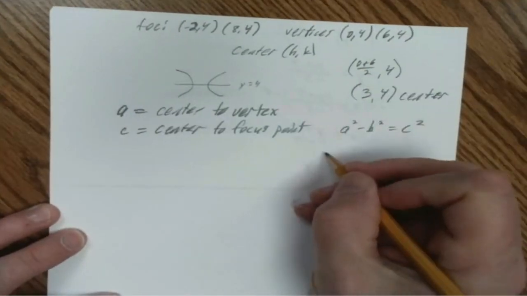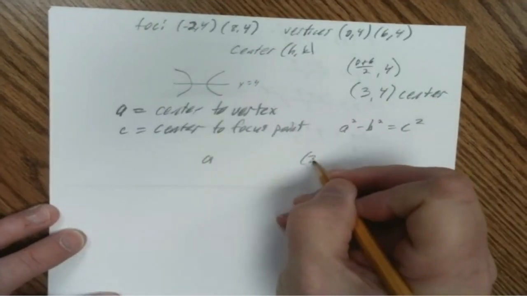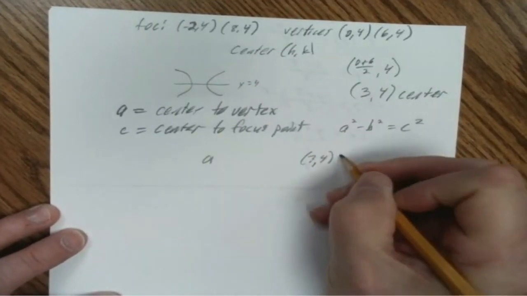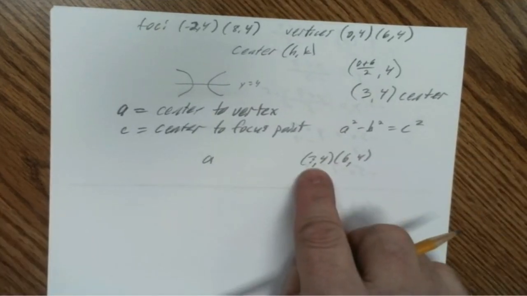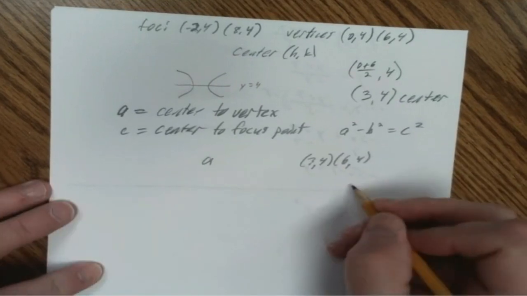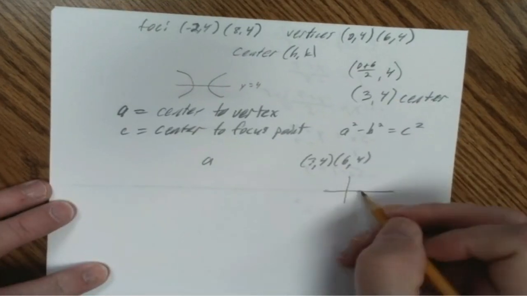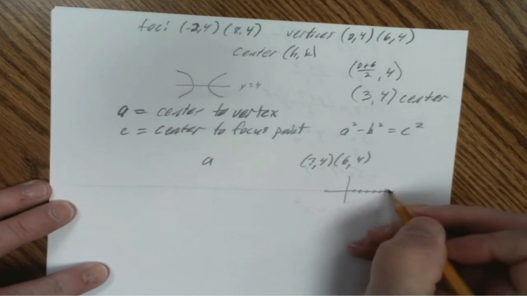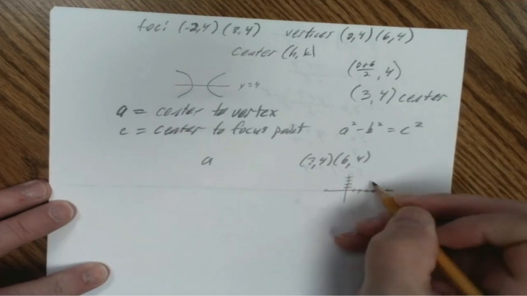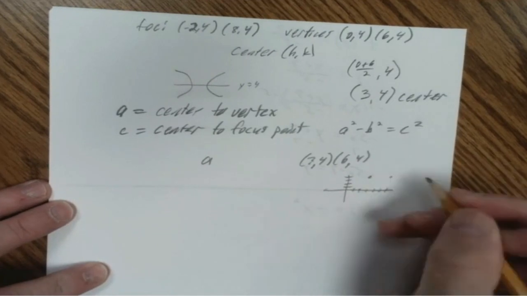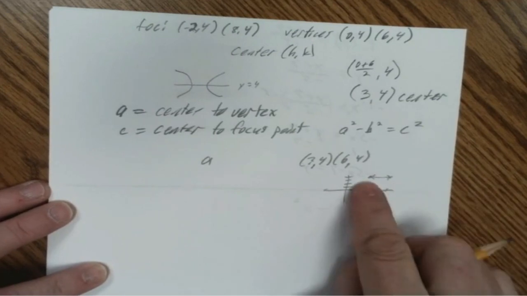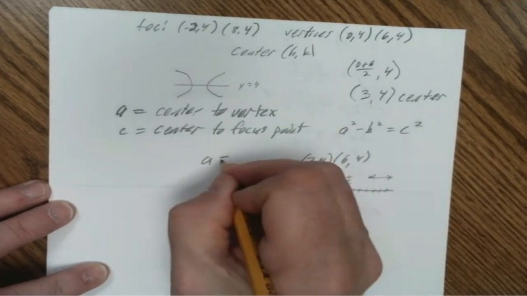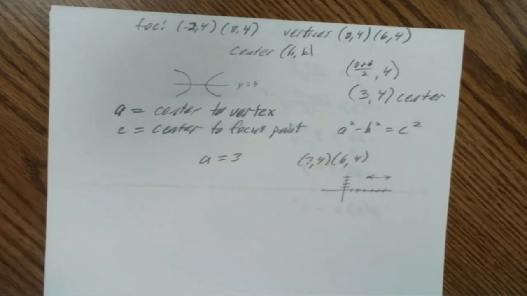Let's go from 3, 4. A would go from 3, 4 to 6, 4. Well, how far is it from 3, 4 to 6, 4? If you're at 3, 4 and 6, 4, the only distance is how far it is between those two x's. From 3 to 6, our A must equal 3.